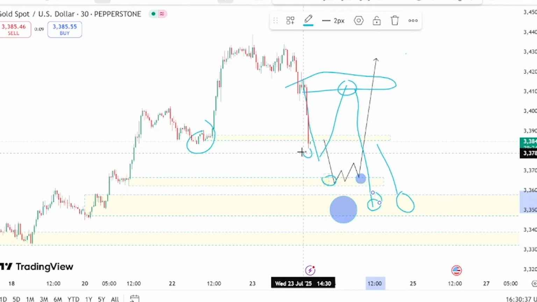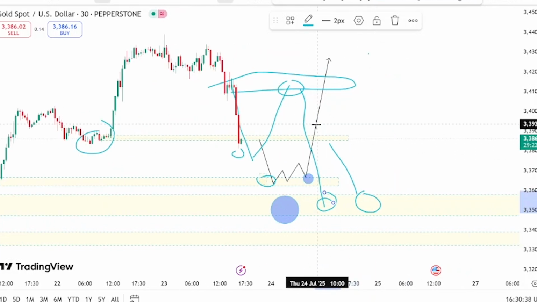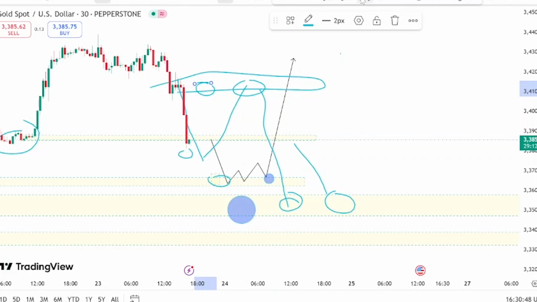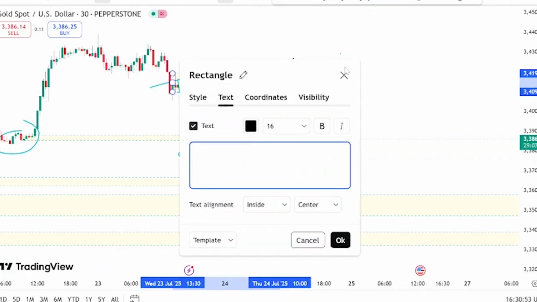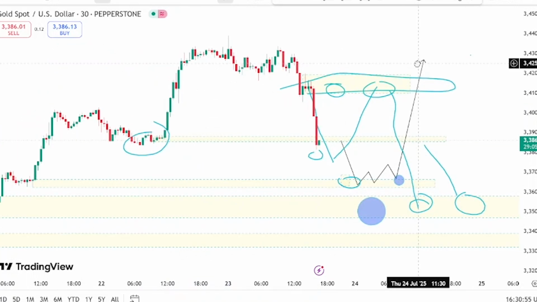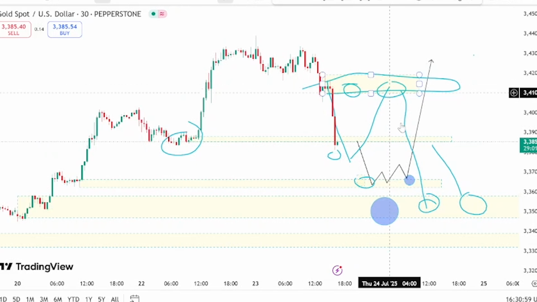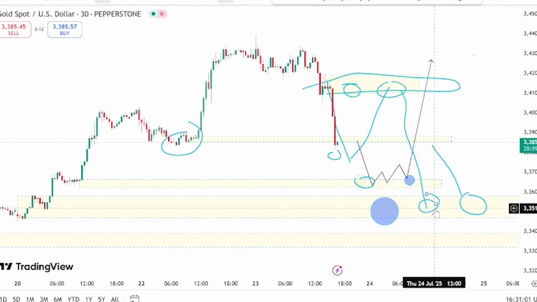So if we reject from this area, as you can see, I'm not going to be entering for a buy from this area. I will let it reach this area, then I will take a sell from this area. This is a supply area. Since this is a supply area, I'm looking for a sell from this area to target these areas which are imbalanced.